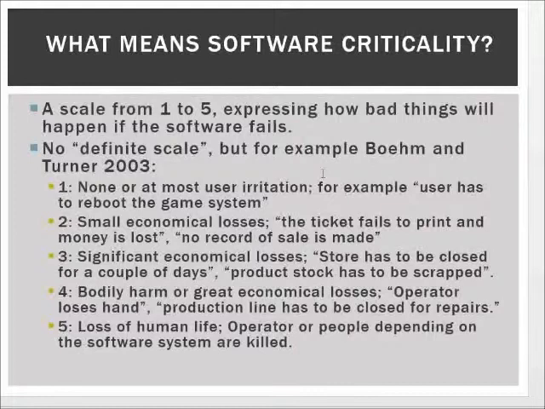So the highest criticality level, level 5, in this example means loss of human life. Operators or people, depending on the software system, are killed. On some models or some definitions of software criticality, the last level, level 5 here, can also mean catastrophic economical losses, for example like stock exchange crashes or that the entire business is ruined or something like that. But in several models, the last and the most critical level is reserved for loss of human life.